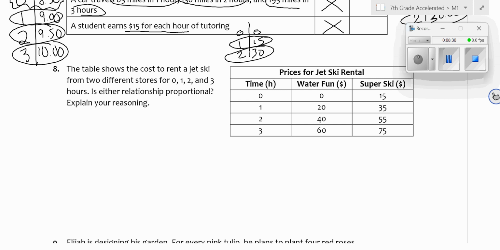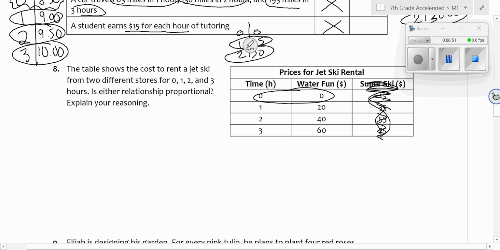So the next one, we're checking to see if Water Fund's pay process is proportional, or is Super Ski's payment plan proportional. Well, we can cover this up for a sec, forget about this, and then just look at this chart here. It starts at 0, 0, so that's good. It also simplifies all of these down to the same unit rate of $20 per hour. So Water Fund is proportional, yes.